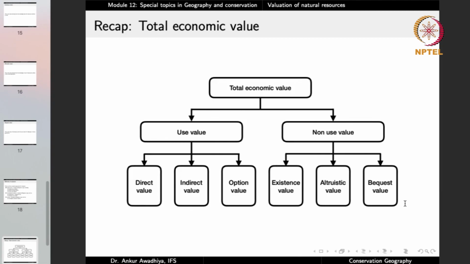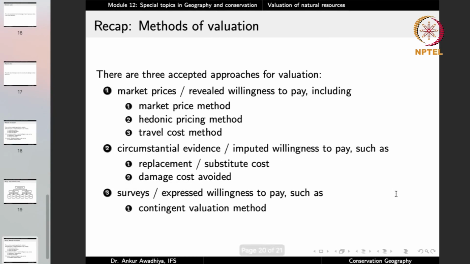So to sum up, the economic value of a natural resource is given by the sum of use and non-use values, and the use value is the sum of direct, indirect, and option value, and the non-use value is the sum of existence, altruistic, and bequest value. And to put a dollar value or a rupee value to the natural resource, we have several accepted approaches for valuation, and one or more of these methods may be applicable for any particular case.